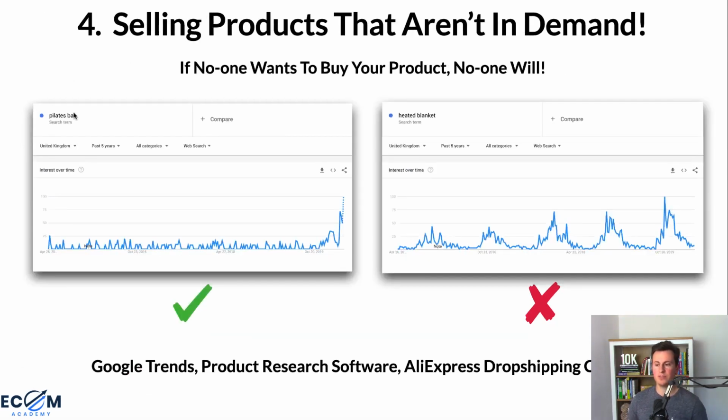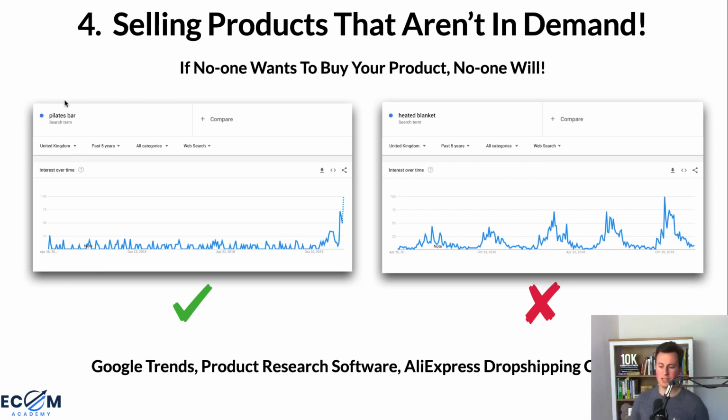Moving on to point number 4, which is selling products that aren't in demand. There's no two ways around this. If nobody is currently buying your product, then you're not going to make any sales. The best place, or I guess the easiest place to check this, is using Google Trends. It's free. You can put specific search terms in there and it's going to tell you immediately which countries are currently buying it and which ones aren't.